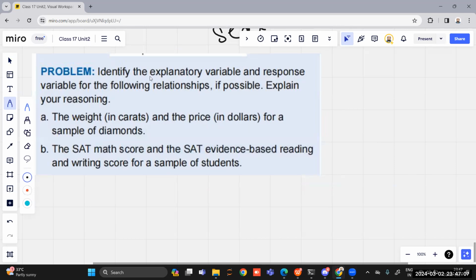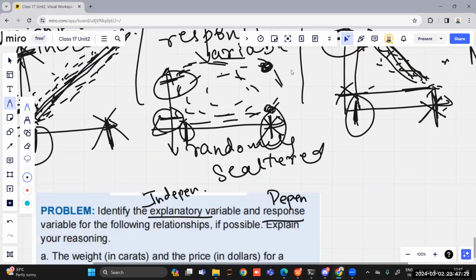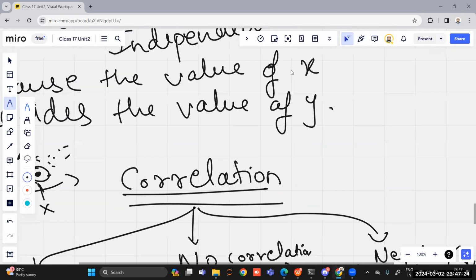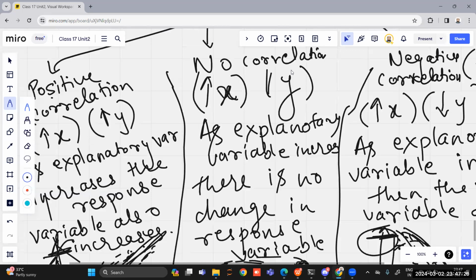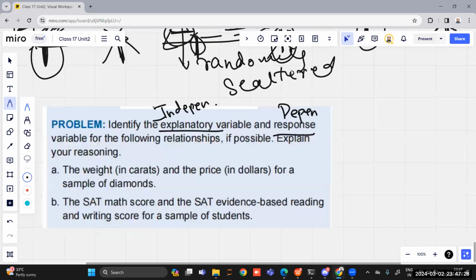So what do we have to do? Identify the explanatory variable, that's the independent variable, and the response variable, that's the dependent variable. Am I correct or am I wrong? Yes, you're right. Independent is explanatory, and dependent is the response variable. Okay. So identify the variable for the following relationships, and if possible, explain your reasoning.